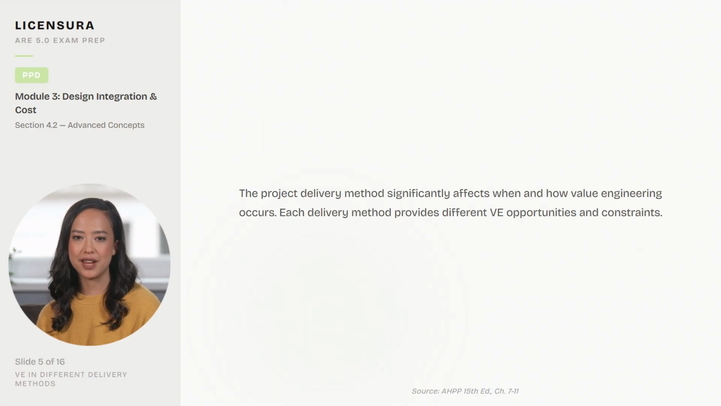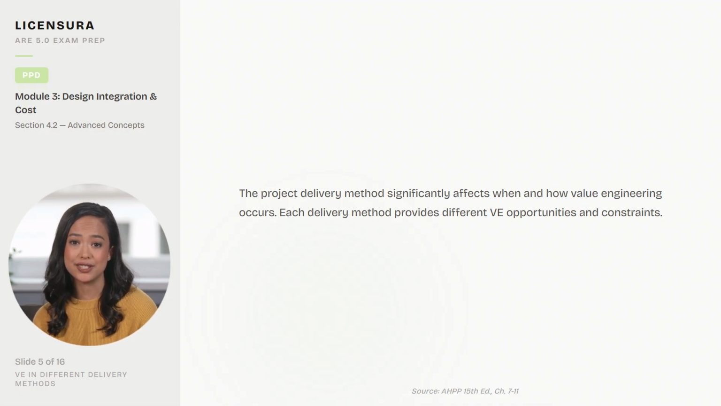The project delivery method significantly affects when and how value engineering occurs. Each delivery method provides different VE opportunities and constraints.